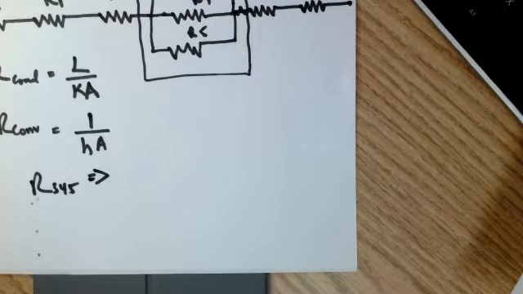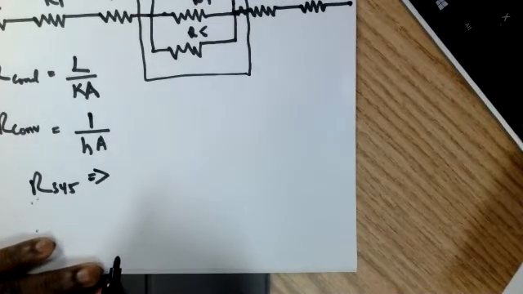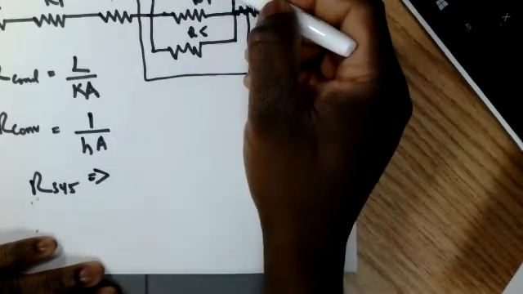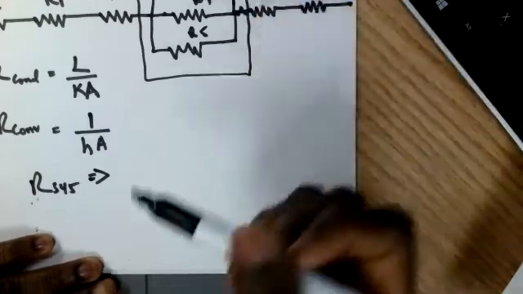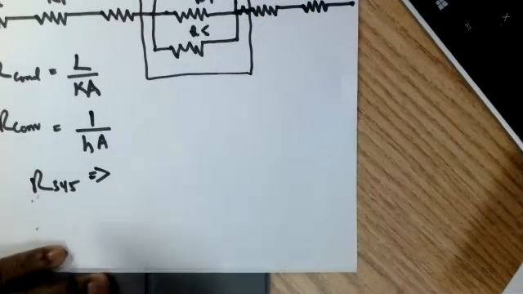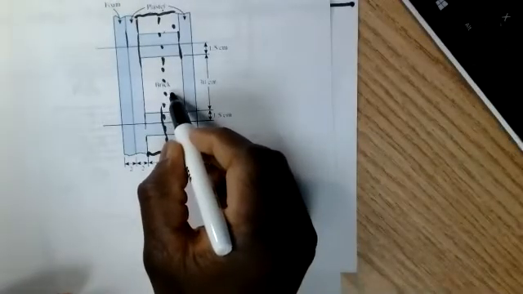Now for R3, let us deal with R4 first. Okay, and then we'll do R3, because R3 and R5 are pretty much the same. So you just have to evaluate one of them and you find the other. Now, R4 is a thermal resistance through the brick. This brick we have here.